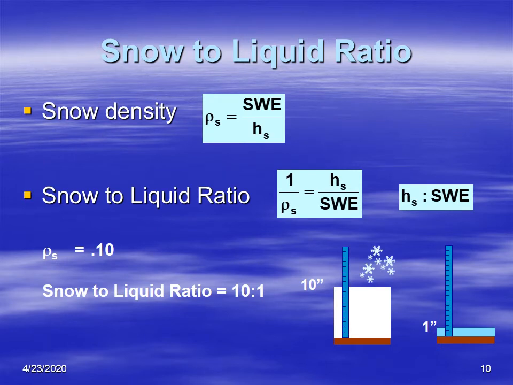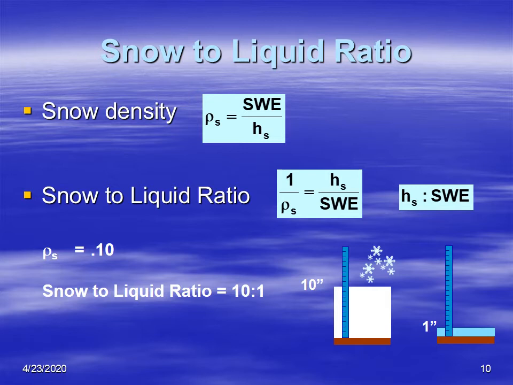And simply it's the inverse of the snow density. So here's an example. Let's say that it snowed 10 inches, we melted that down, and we came up with a snow water equivalent of 1 inch. So the density would be 1 divided by 10, which is 0.10. But the inverse of that would be your snow to liquid ratio.